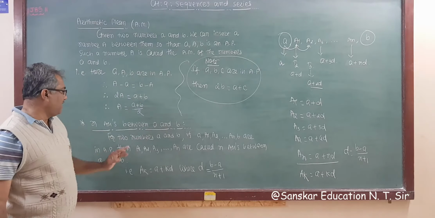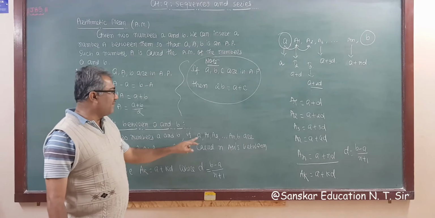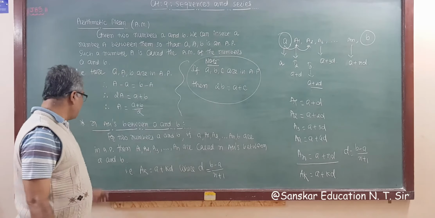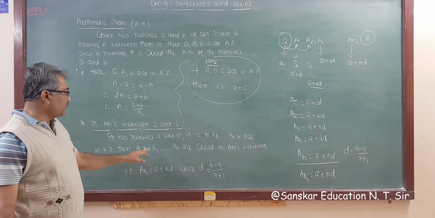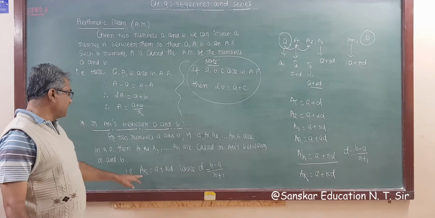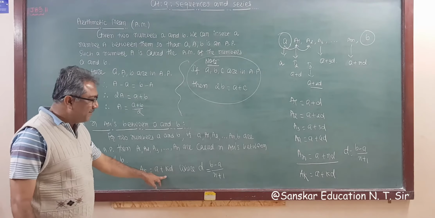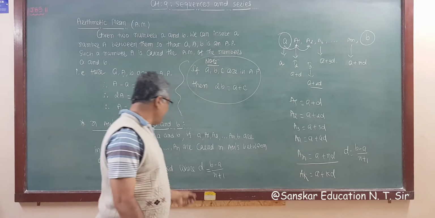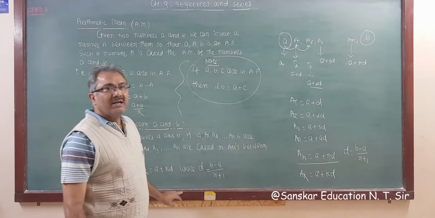So for two numbers a and b, if these numbers are in AP, then a1, a2, an are called AMs between a and b. That is ak is equal to a plus kd. We derived a plus kd, where d is equal to b minus a upon n plus 1.